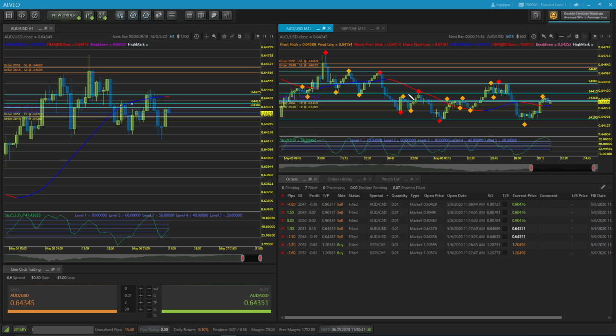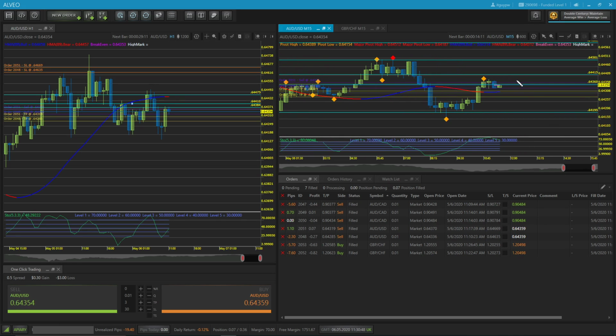I'm hoping we will not need these support and resistance ranges, because it's just going to come down here and take out our take profit. But we will see how it goes.